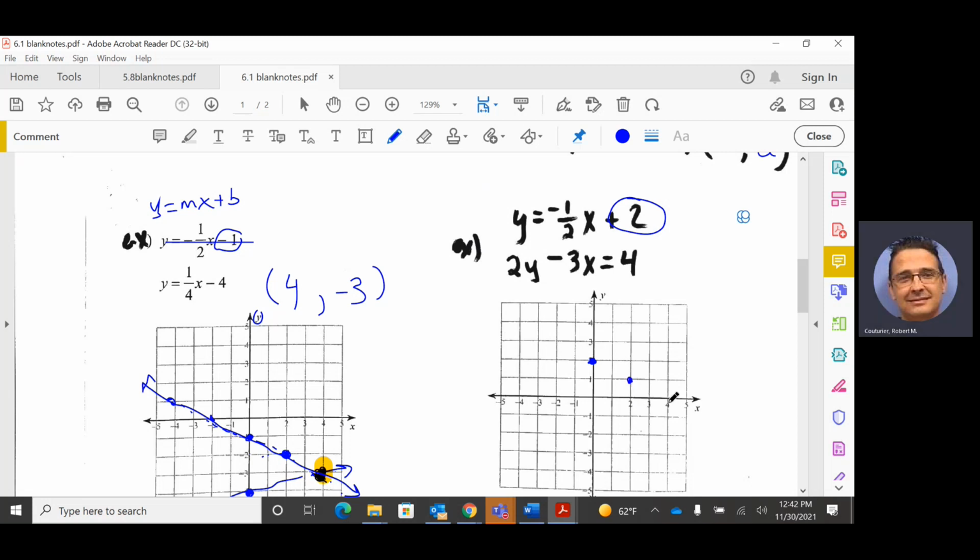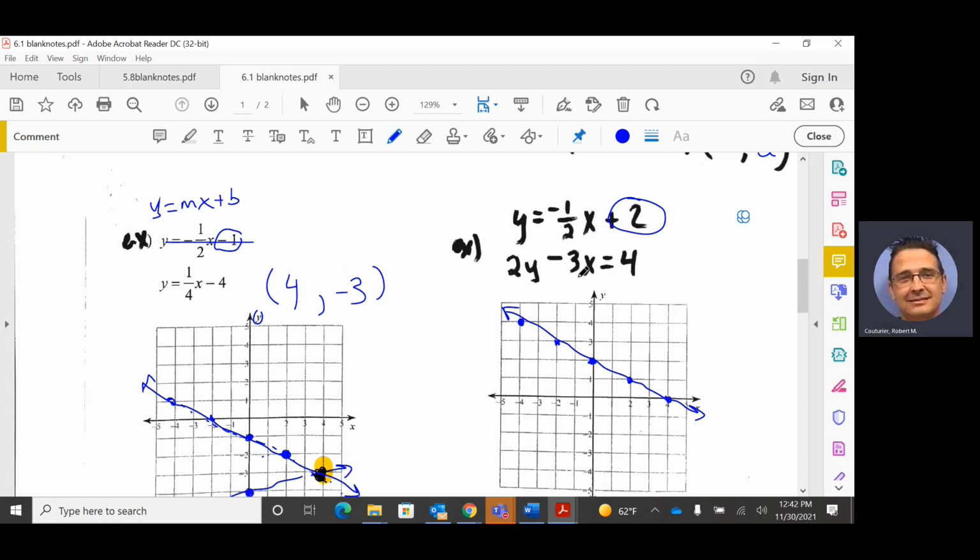Down 1 to the right 2. And reverse it. Up 1 to the left 2. And I'm going to try to connect. All right, that's a much better line there.